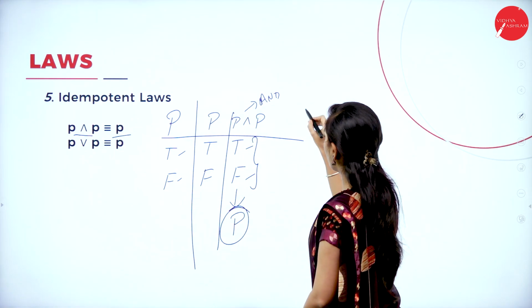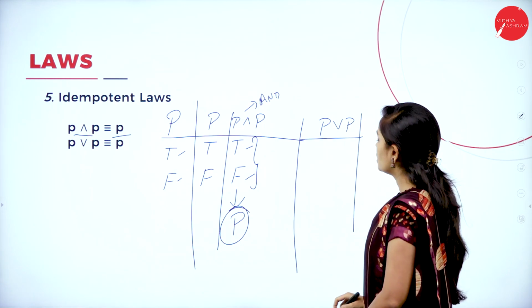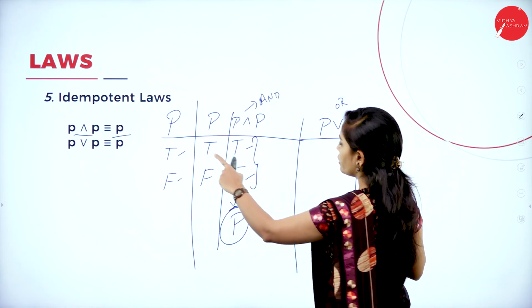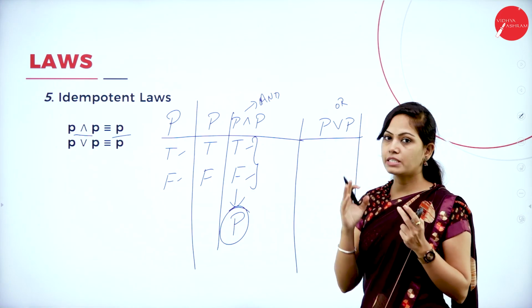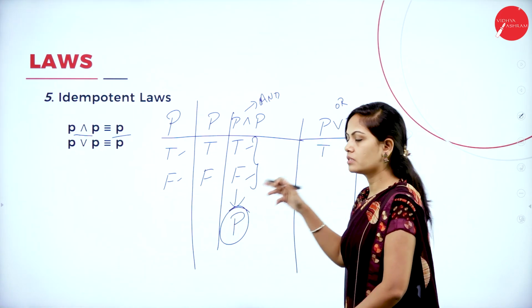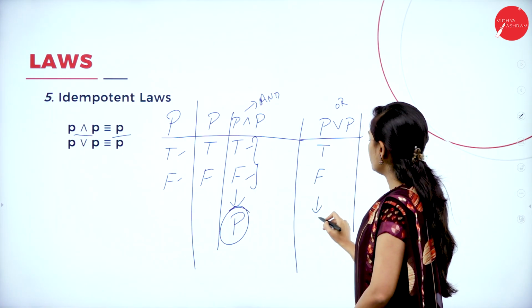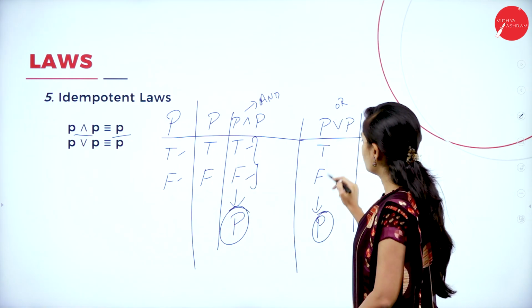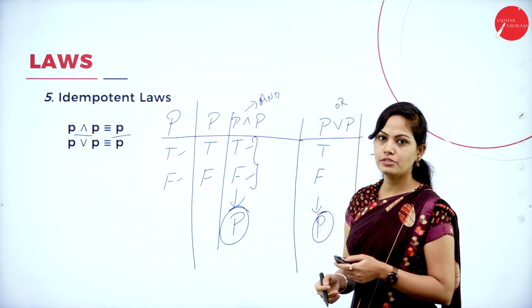And you can find out for P or P also. Here I am using the OR operation. If any one of the statements is true in the OR operation, then it is true, otherwise it is false. So true, true means it is true. False, false means it is false in the OR operation also. So again we got the P statement. True, false, true, false. So it is equivalent. This is called the idempotent law.